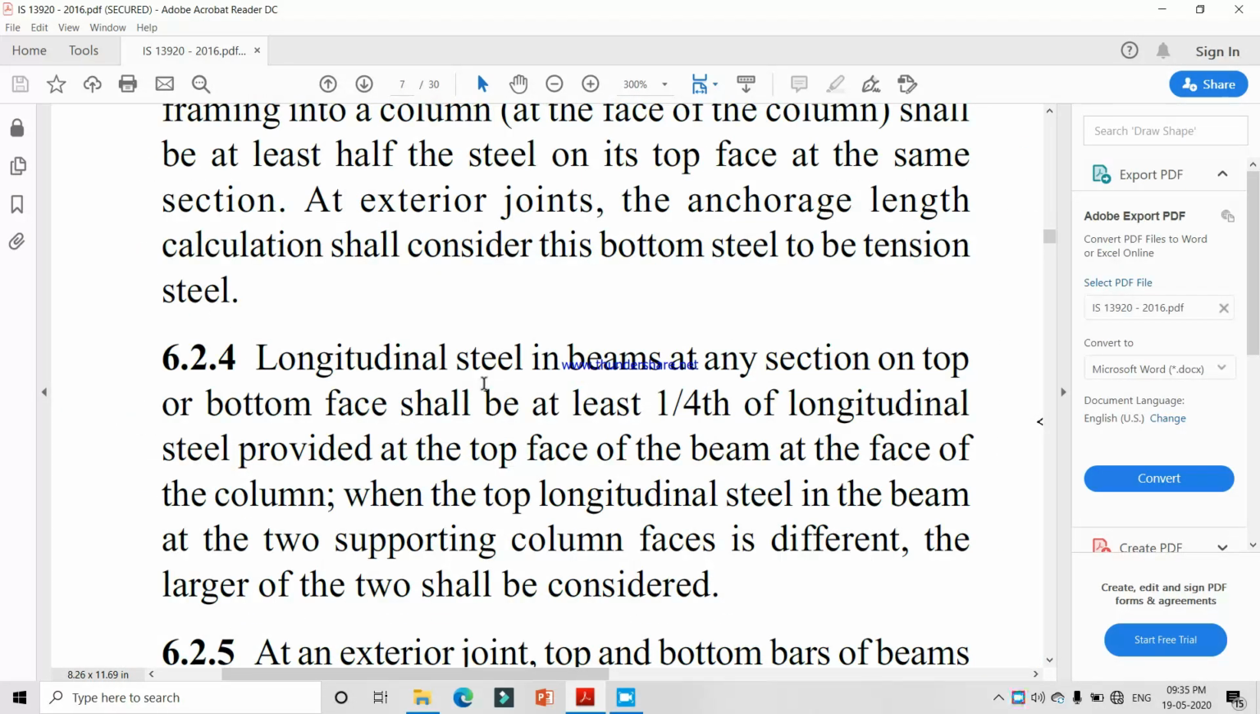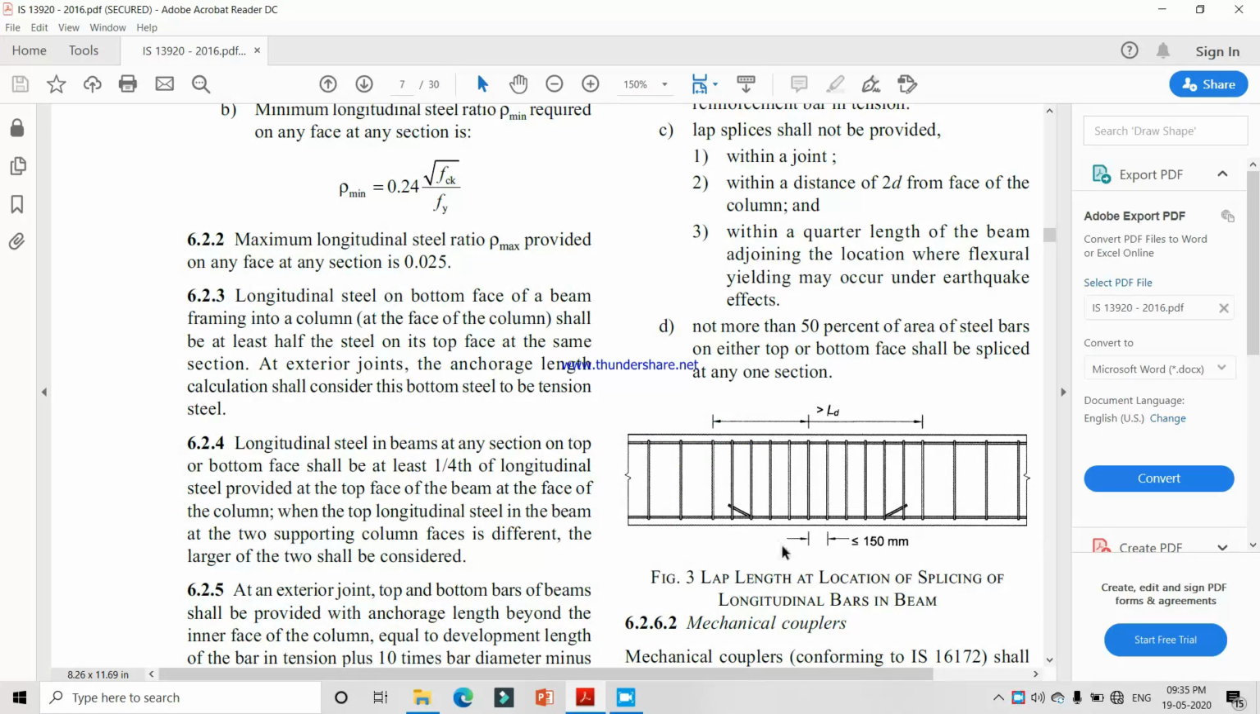This is the next point: longitudinal steel in a beam at any section, top or bottom face, that means anywhere in the top and bottom part, shall have at least a minimum of 1/4 of the steel provided at the top face of the beam at the face of the column. That means if we provide a column here, at the column the steel is provided, and here is 1/4 of the steel provided at the corner part. This is telling that point.